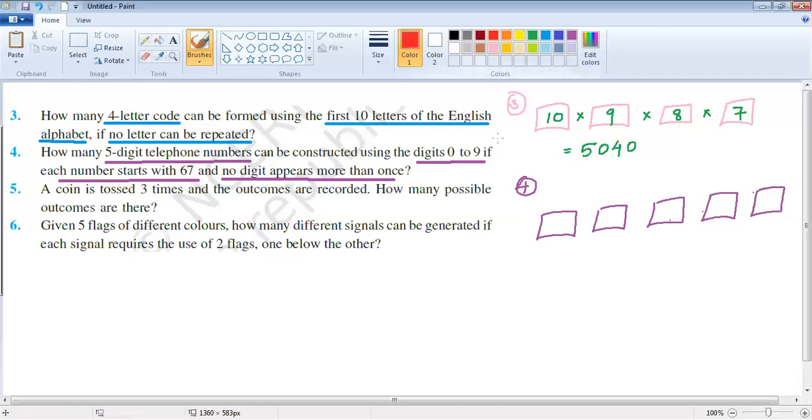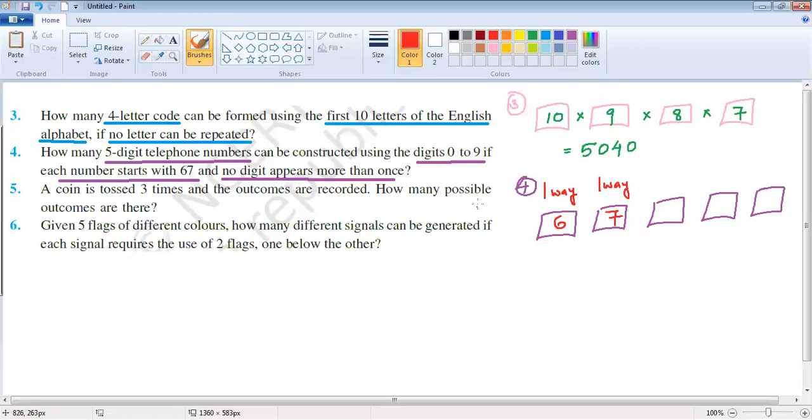So they already said that the first 2 digits of the telephone number should be 6 and 7. The number must start with 67. So we can't do anything there. It is a must. They told us it should start with 67. So the first position has only one way: it should be 6. The second position also has only one way: it should be 7. Now the third digit.